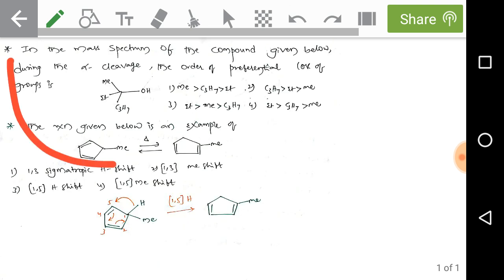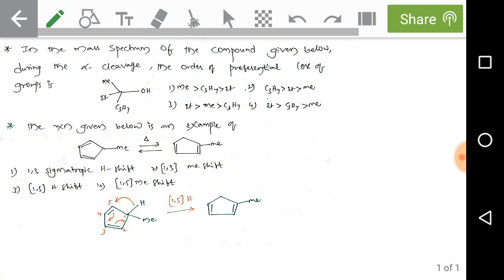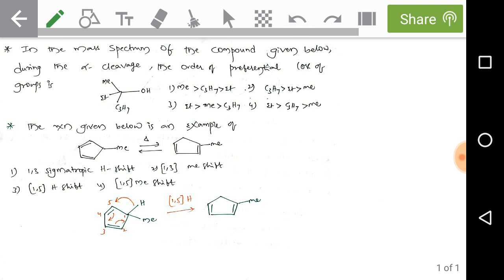Next one, in the mass spectrum of the compound given below, during the alpha cleavage, the order of preferential loss of groups is. So if you look, the alpha cleavage takes place here, and in that alpha cleavage radical formation takes place, and we know that whenever the size and branching increase, the radical becomes more stable. That's why the first cleavage preference is for C3H7, followed by the ethyl group and followed by the methyl group.